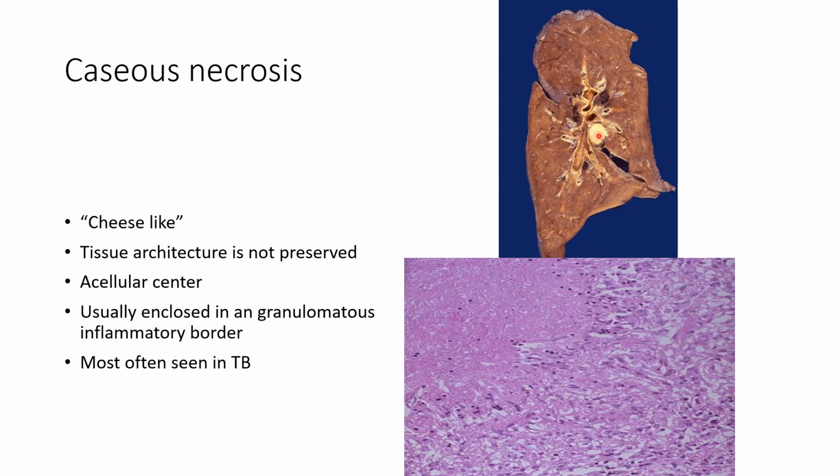Macroscopically, this is the area of caseous necrosis, as you can see here. Cheesy-like material, yellowish in color. Under the microscope, it is characterized by this area of acellular material surrounded by a granulomatous inflammation. We call it granulomatous because under the microscope it forms what is called the granuloma. The typical example for caseous necrosis is tuberculosis, the disease called السل.